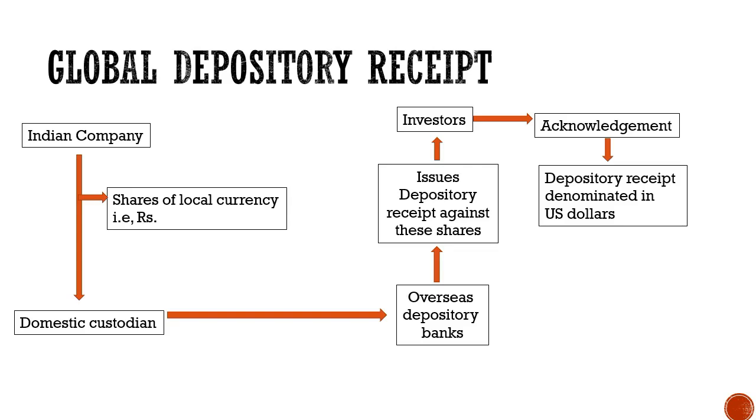So the depository receipt will be denominated in US dollars, as we are taking the example of US in this particular graph. Now that receipt which is given to the US investor is known as the Global Depository Receipt. It is similar, it is a part of depository receipt that we have already learned earlier. So Global Depository Receipt is nothing but a receipt which will be given to the investor across the globe who wants to invest into India.